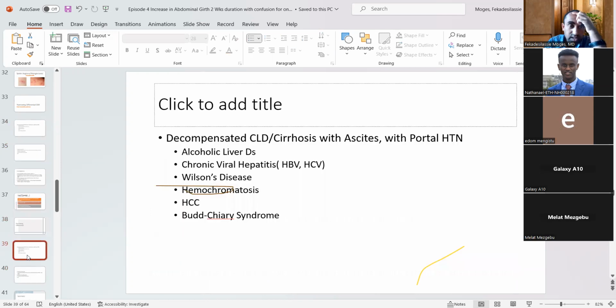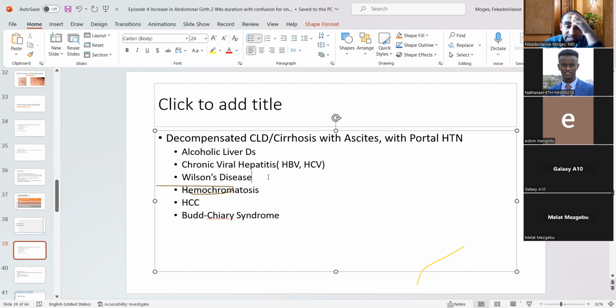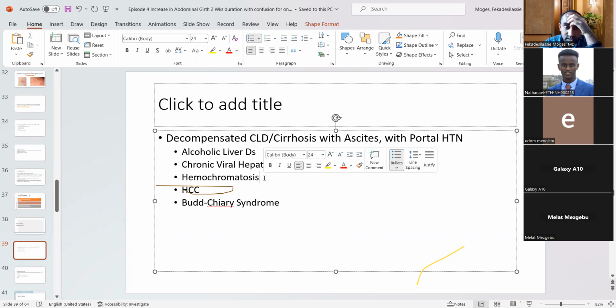Yes. Okay, so let's narrow down the main problem. It is decompensated CLD, no question. That is what is bringing hepatorenal and hepatopulmonary syndrome. So we have alcoholic liver disease, we have viral hepatitis. For Wilson's disease, what do you check? Serum copper level. Is that copper level normal or abnormal? What about hemochromatosis?